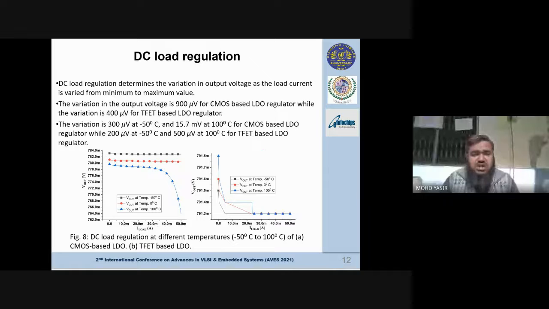The variation is 300 microvolts at minus 50 degrees centigrade and 15.7 millivolts at 100 degrees centigrade for CMOS based LDO regulator, while 200 microvolts at minus 50 degrees centigrade and 500 microvolts at 100 degrees centigrade for TFET based LDO regulator.